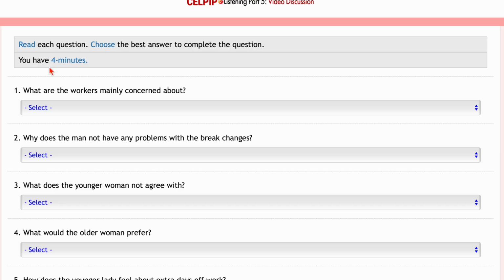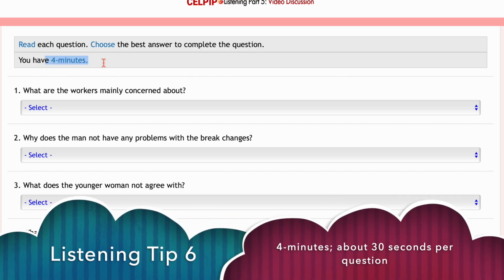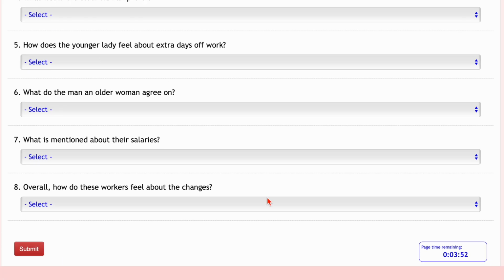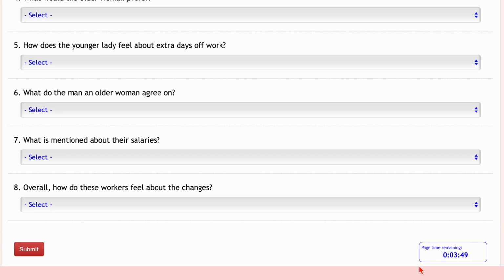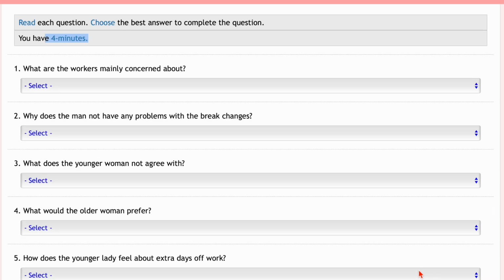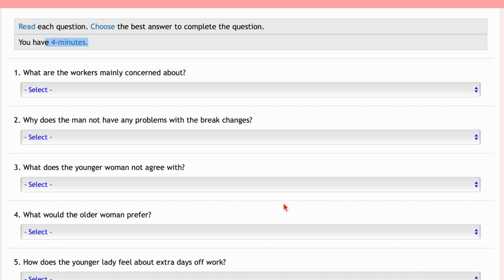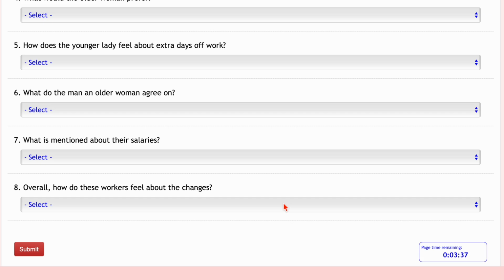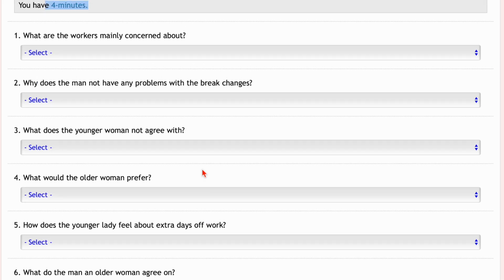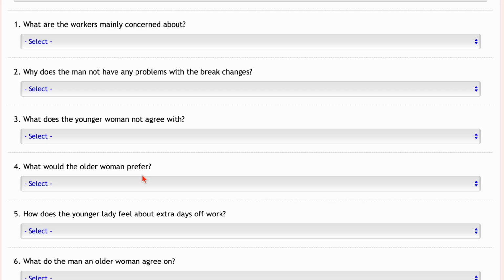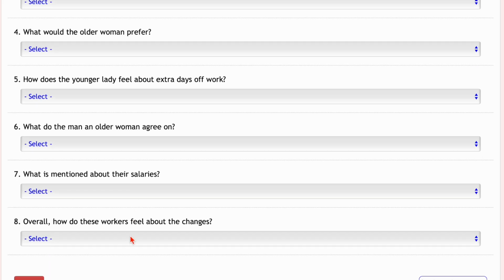And the last tip that I will give you is related to time. Okay. We will have 4 minutes for 8 questions. And you will have the time here at the bottom. So, everyone, we need to keep that in mind. We can't spend too long on each question. And so we need to try to maybe spend about 30 seconds per question, right? 30 seconds. So 2, 4, 6, 8, exactly. 30 seconds is 4 minutes.